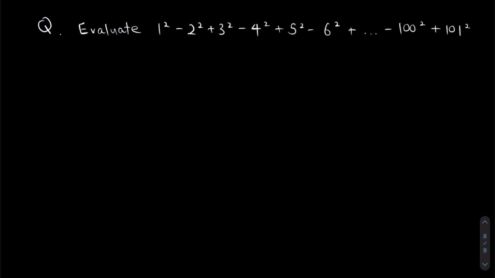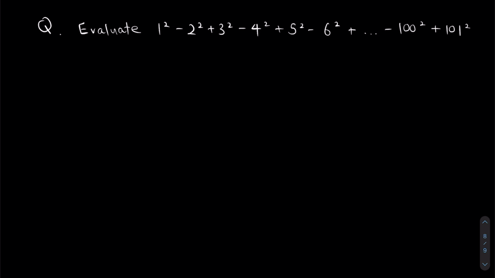Right now, we are going to solve this question together. So let's take a look. The question is asking us to evaluate 1 square minus 2 square plus 3 square minus 4 square, and so forth until we add 101 square.